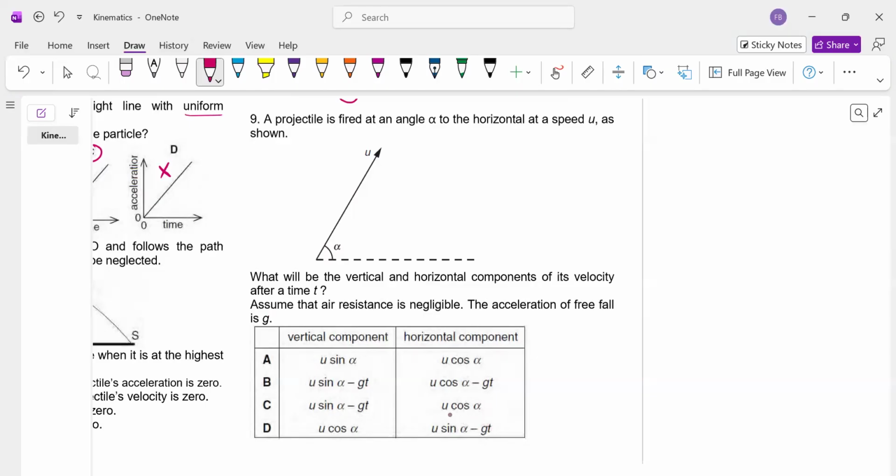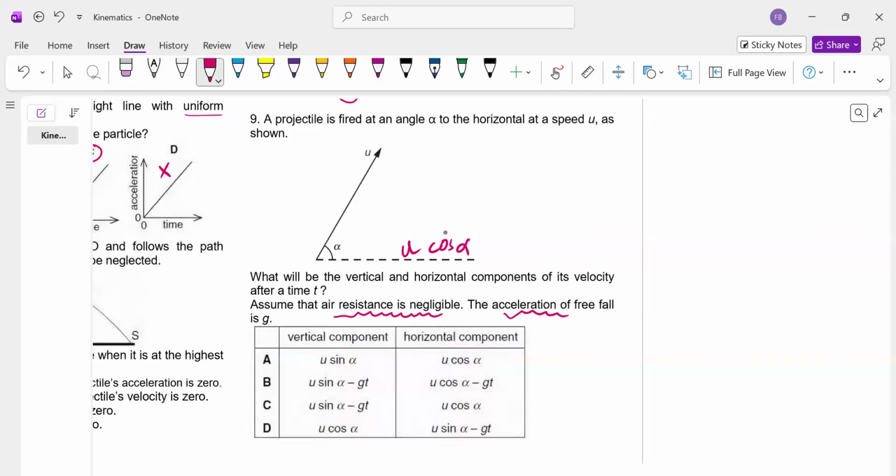The horizontal component is simple. Horizontal component will be u cos alpha. But for the vertical component, they are saying to assume that air resistance is negligible, the acceleration is free fall. So what can be the possible answer?